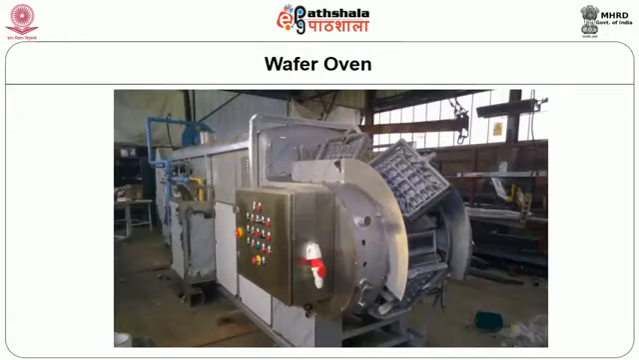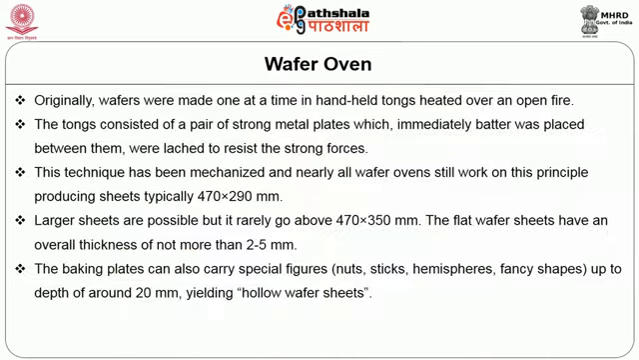Now we will see what are the equipments that are needed for preparation of wafer. The major equipment that is needed is the wafer oven. It is said that the oven is the heart of the process of wafer preparation, as it bakes the wafer. Originally, wafers were made one at a time in handheld tongs heated over an open fire. The oven consists of a pair of strong metal plates which is latched immediately after the placing of batter between them. The flat wafer sheets have thickness of maximum 2 to 5 mm.